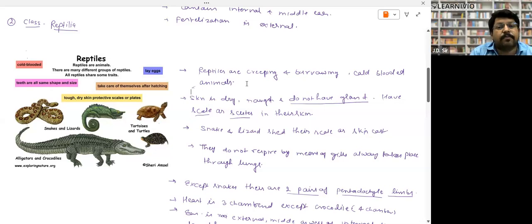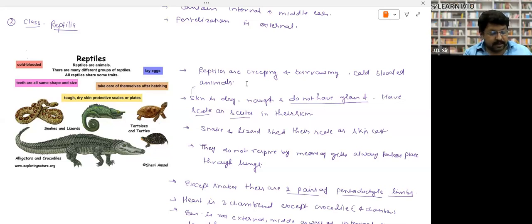So cold-blooded animal, I have already discussed with you in the last class. Reptiles are creeping and burrowing, cold-blooded animals. Cold-blooded means they cannot adjust their temperature as per the external temperature. So their body temperature will change as the external temperature changes. Next.